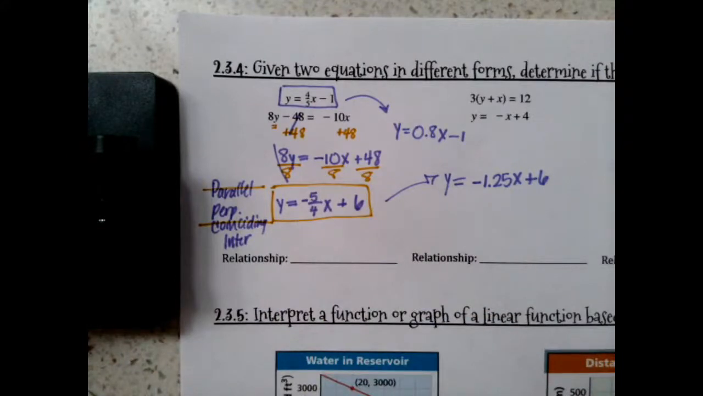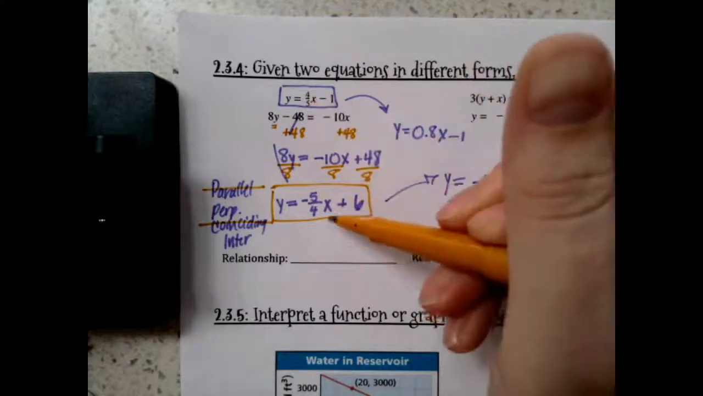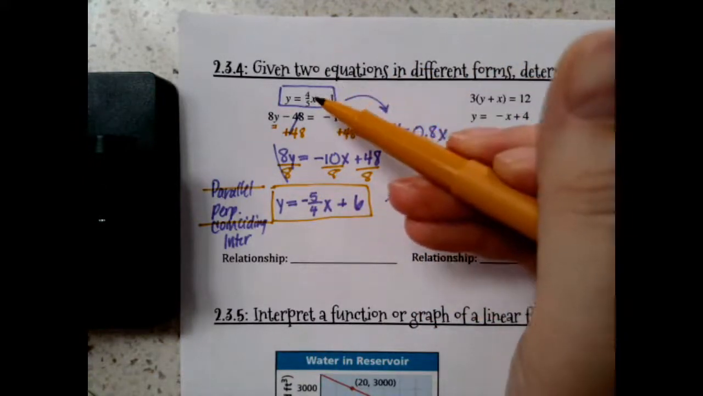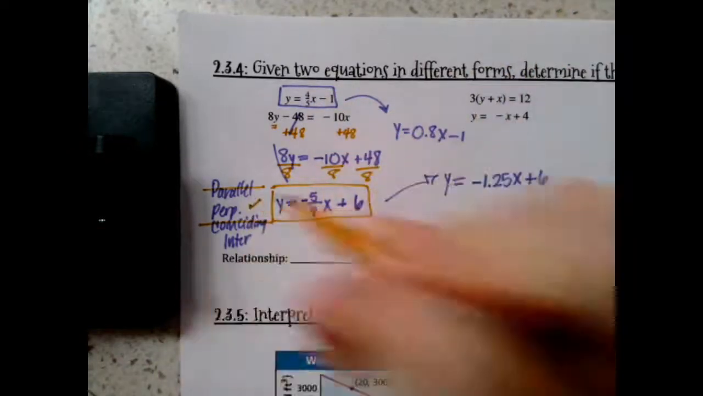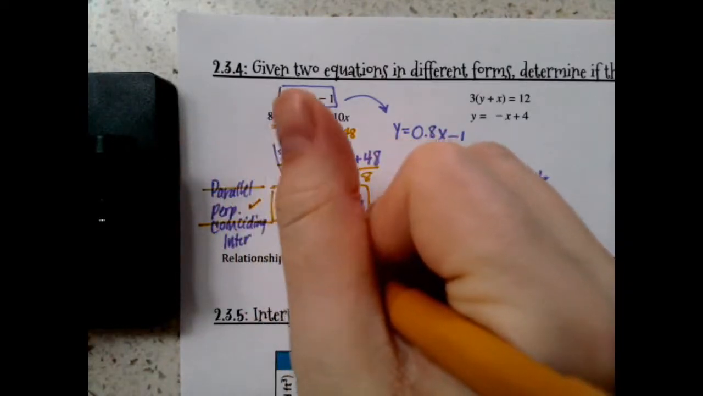So perpendicular is a special type of intersecting. It has opposite reciprocal slopes. So one has to be positive and one has to be negative. Well, this is positive and this is negative. So we got the first part. And then they need to be flipped. So one needs to be 4/5 and one needs to be 5/4, which it is. So this relationship is perpendicular.